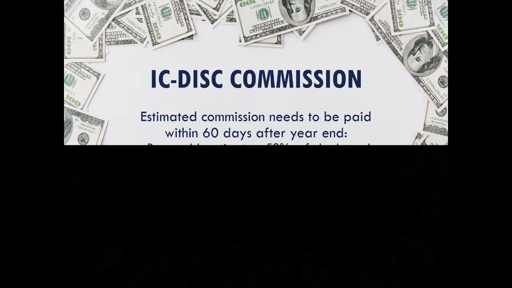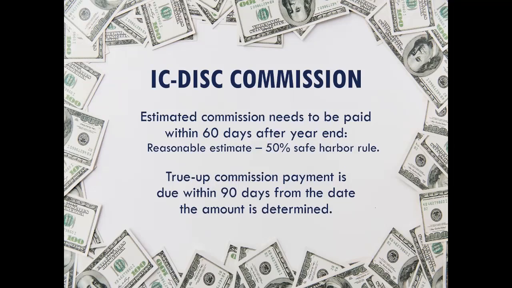But most of the time, taxpayers don't know what their taxable income will be by the end of February or 60 days after their tax year ends. So because of that, there's most likely going to be a true-up commission. So we have our estimated amount within 60 days, and then let's say in the summertime, we get our tax return, we know our taxable income, and now we know our actual commission. So we have 90 days from the date we determine the actual commission to make any true-up payment into the IC DISC.